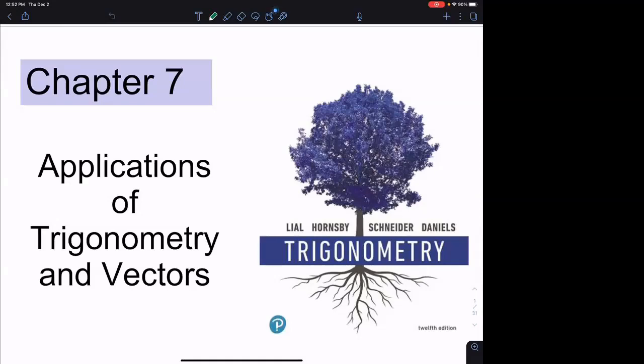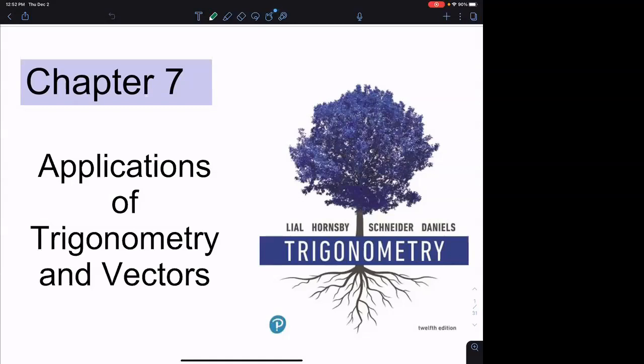Chapter 7, we're going to look at section 4 today. The first 3 sections we did were about how to use the law of sines and the law of cosines to solve for missing parts of a triangle when you're given 3 parts of a triangle, like side angle side or angle side angle, or all 3 sides or something like that. So that's the kind of stuff that we did in the first 3 sections of the chapter.